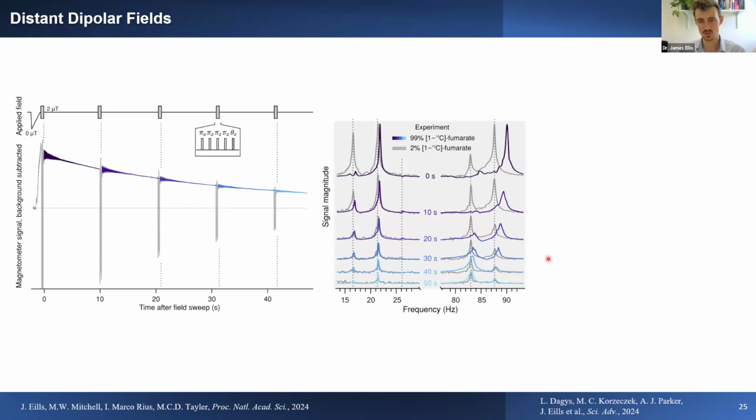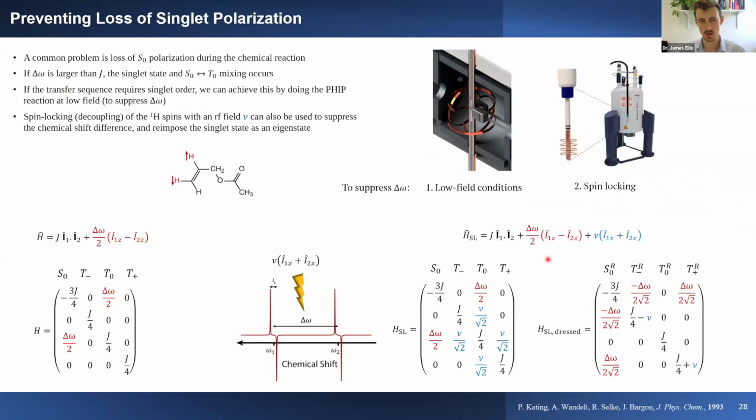I think I will pass over this part about distant dipolar fields just in the interest of time, and finish up by talking about ways to prevent loss of singlet polarization in experiments. So a lot of the time, what I've just talked about is the low field regime, where we don't have any chemical shift difference between the protons because we're at low magnetic field when we do the hydrogenation. And so we didn't really have to worry about losing singlet polarization in those cases.